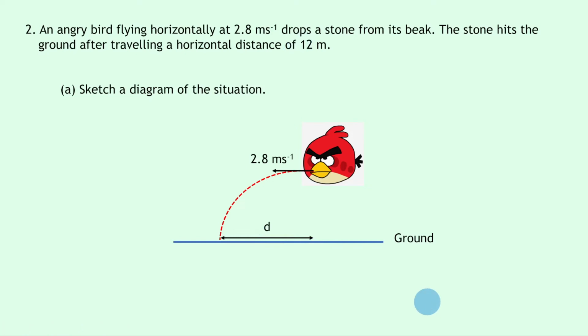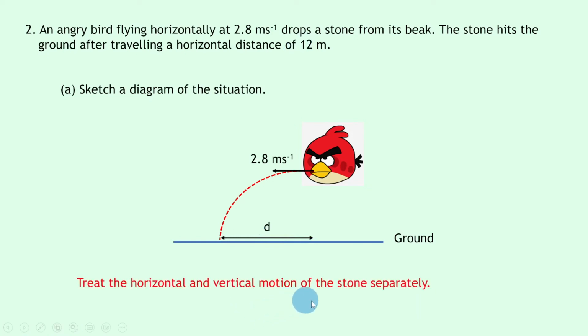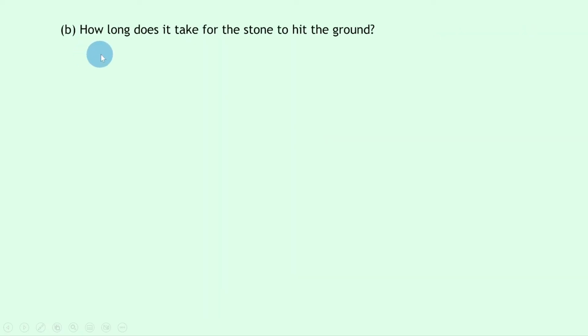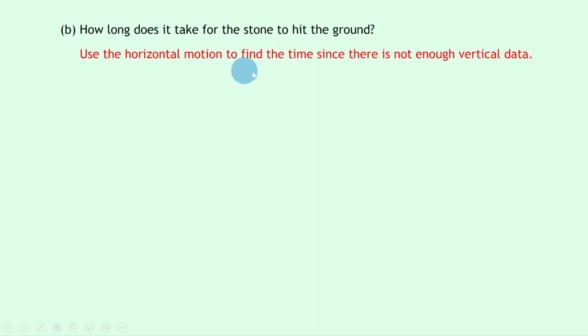And just like we did in question 1, we're going to treat the horizontal and vertical motion of the stone separately. Part B says how long does it take for the stone to hit the ground? Well, this time we want to use the horizontal motion to find the time, since there is not enough vertical data. So using the horizontal data, we're trying to find the time.